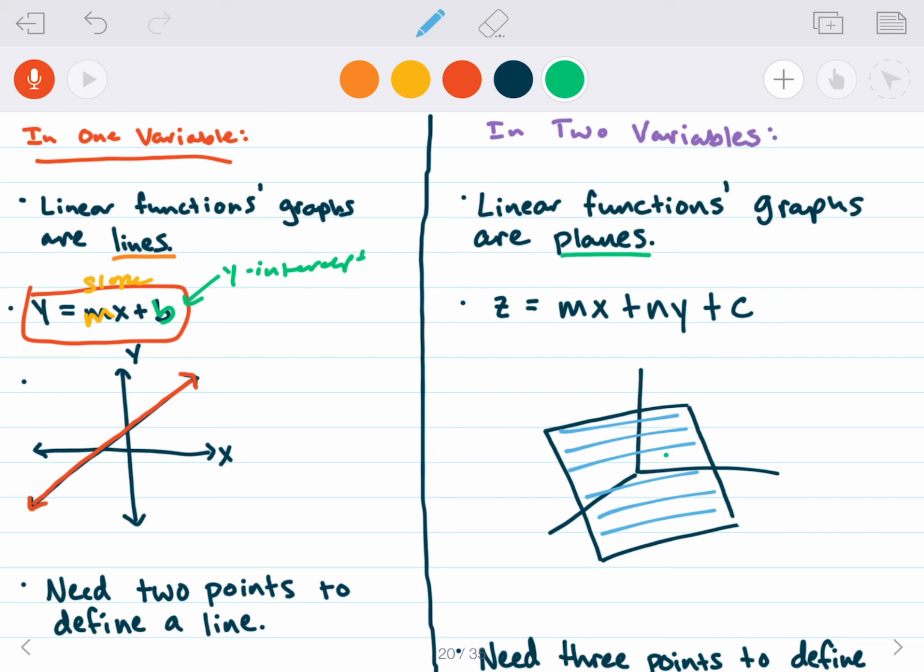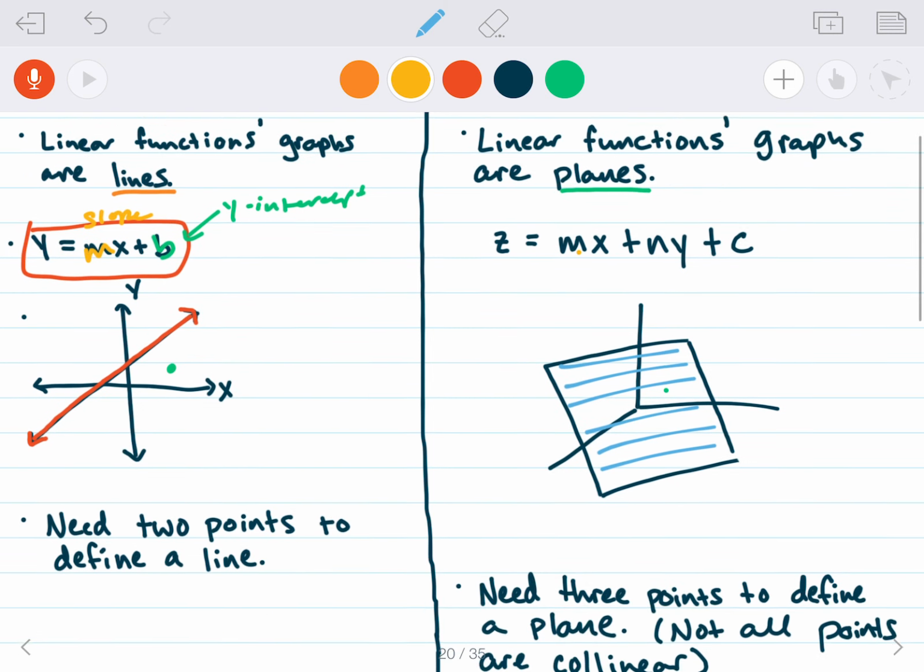Now, you need 2 points to define a line, right? Because if you only have 1 point in the plane, let's say you have a point maybe right here, well, you can draw infinitely many lines through this point, right? You can draw a line like this, or you can draw a line like this, and there's many, many more lines that you can draw like this. So you need 2 points to define a distinct line.